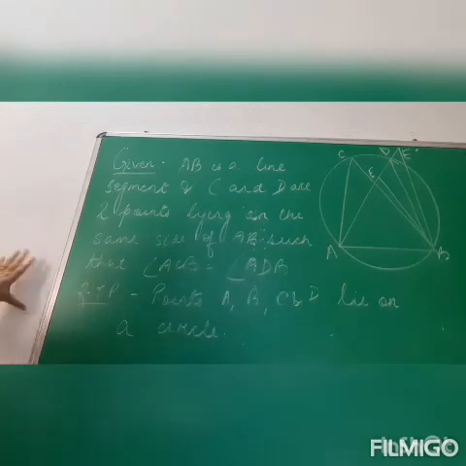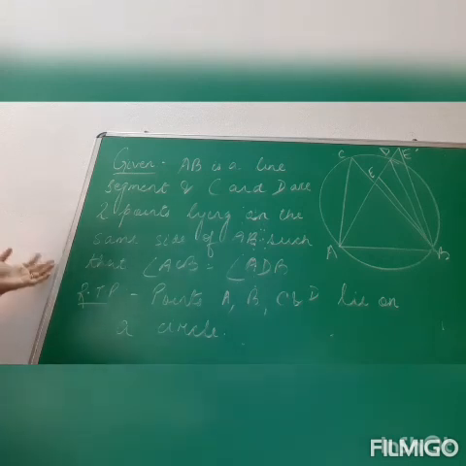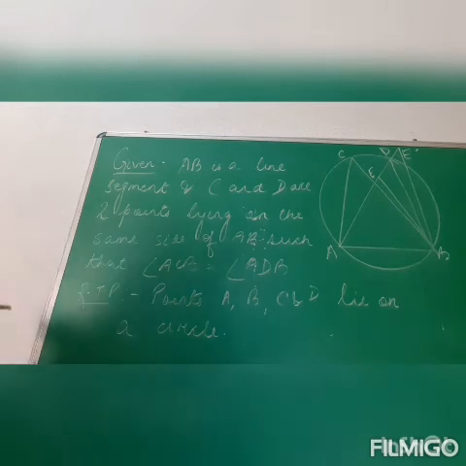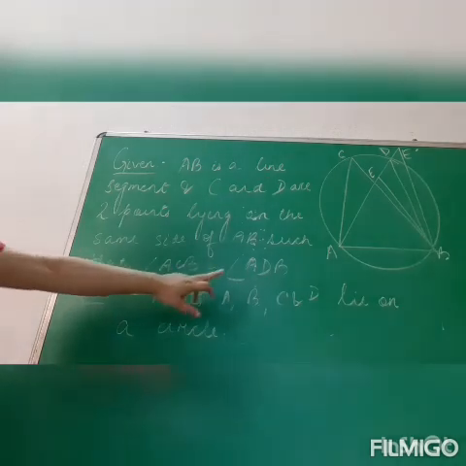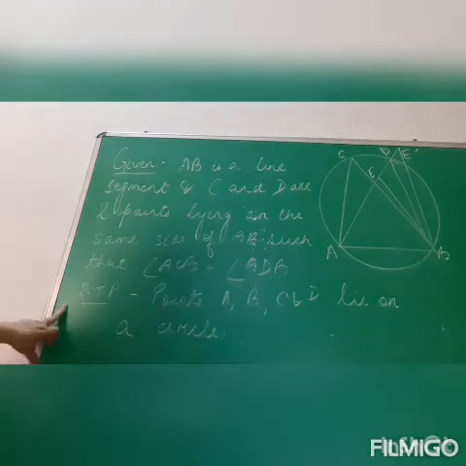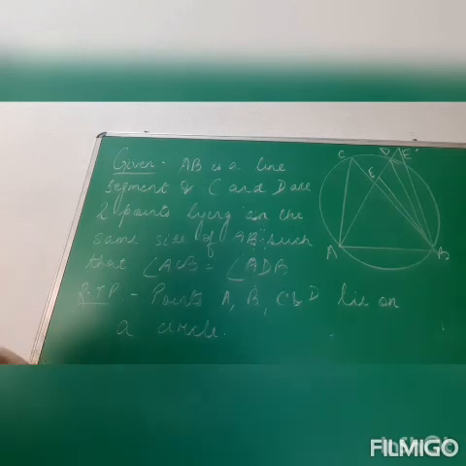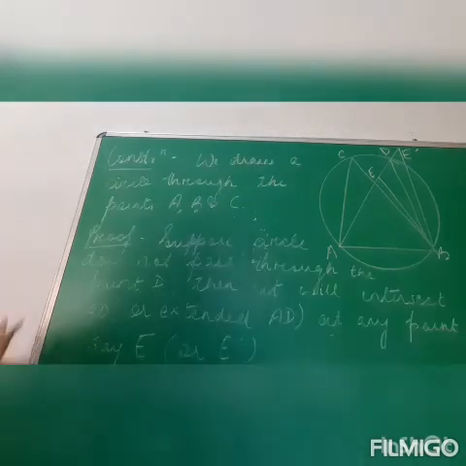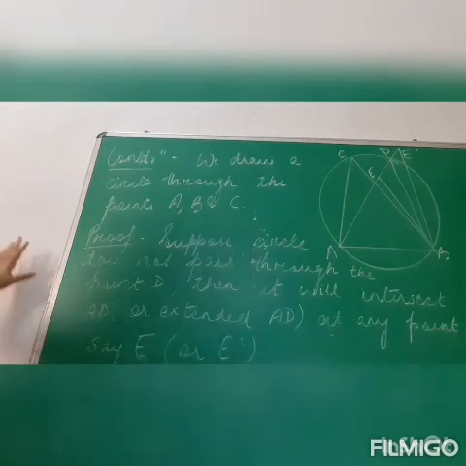So see here, it is given that AB is a line segment and C and D are the 2 points lying on the same side of the AB, such that angle ACB is equal to angle ADB. We need to prove here that the points A, B, C and D lie on a circle.